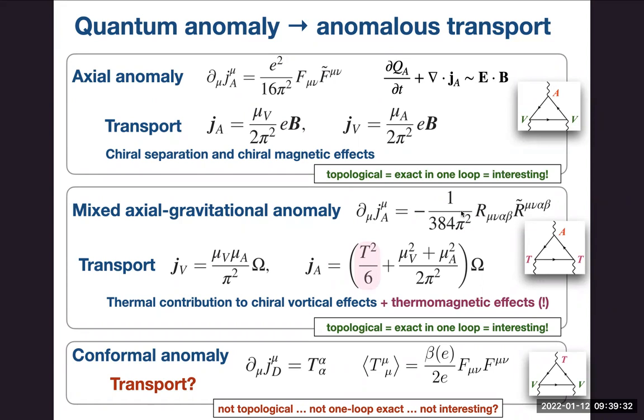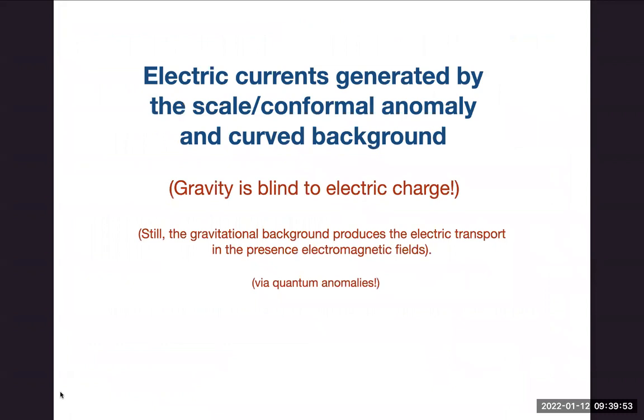There are others. And for the conformal anomaly, you can also ask what you will get with it. Because conformal anomaly means non-conservation of some unusual dilatation current. What is that? It means basically that the trace of the energy-momentum tensor is non-zero. And so what? Do you get some new kind of transport law there or what? So the answer is yes to this question. So electric currents can be generated by the scale conformal anomalies in curved backgrounds, because as we see, those effects are related to the presence of gravity anyway. So let me just very briefly mention what we will get here.